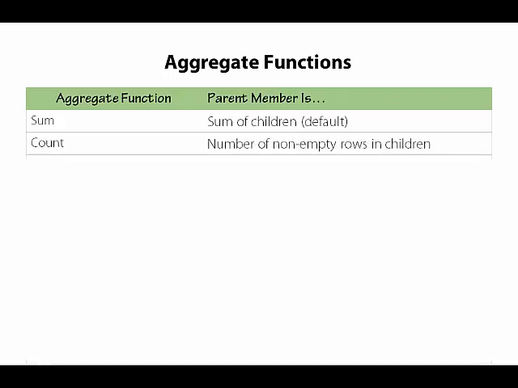Another common function is the count function, which we can use to get a count of the non-empty fact rows associated with the children of the current dimension member. We can also find the minimum and maximum value of a member's children, although these are less commonly used functions.